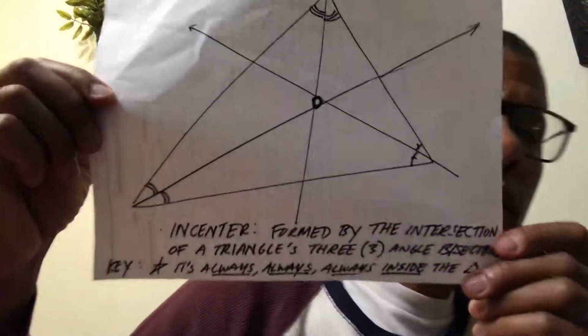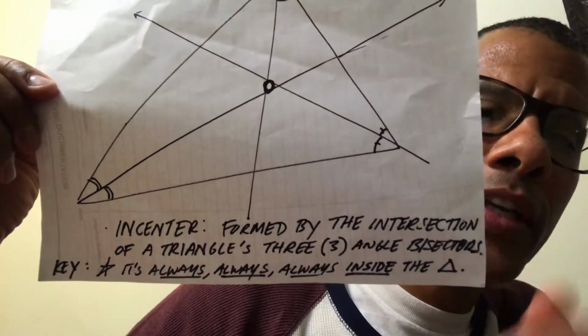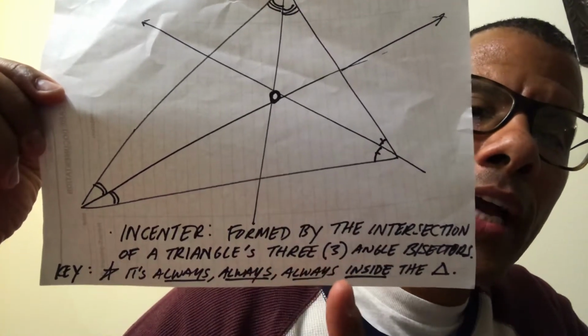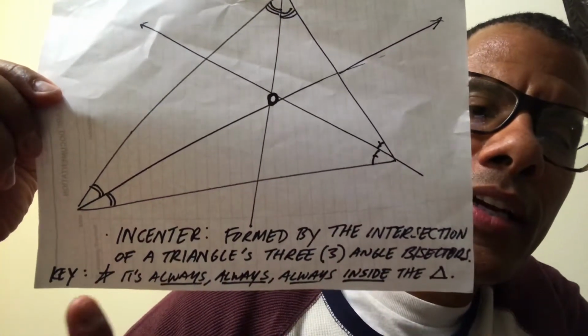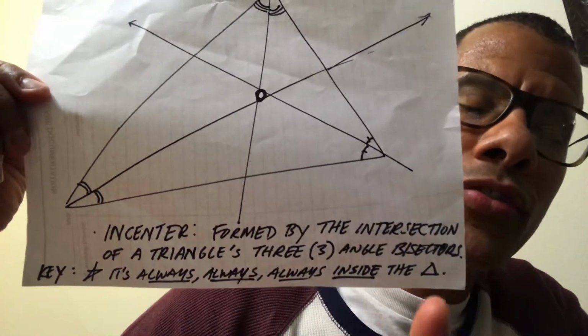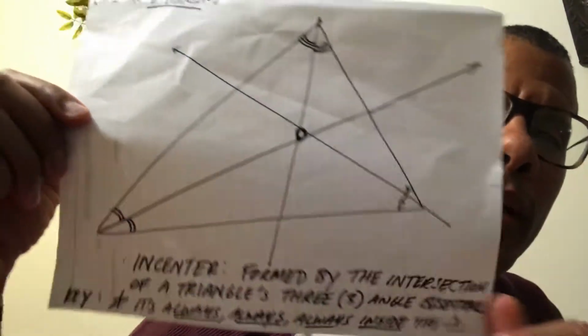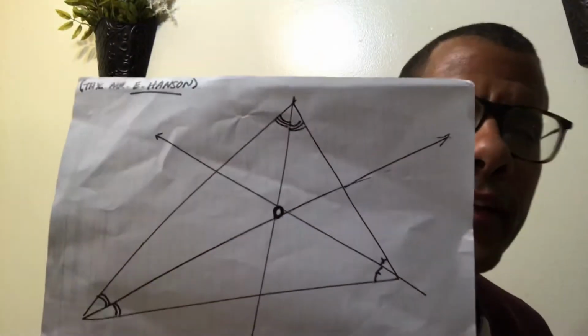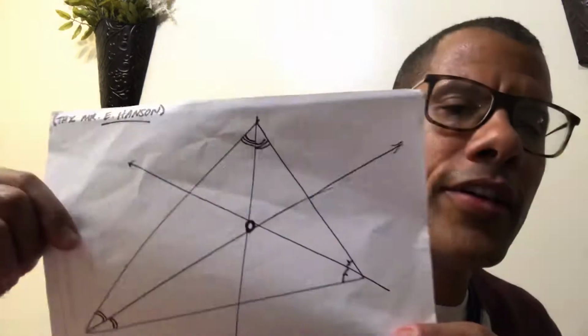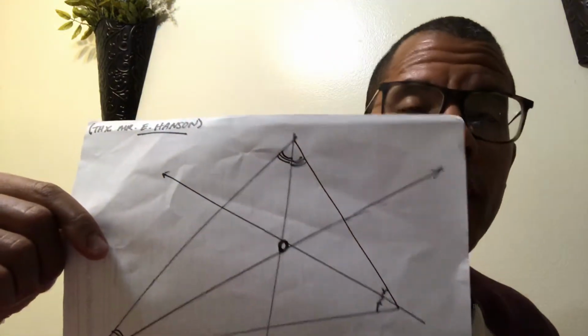So anyway, you can read this, and then you can pause the video. It says, formed by the intersection of a triangle's 3 angle bisectors. Key, it's always, always, always inside the triangle, and I use the symbol for triangle here. So you can try this on a piece of paper. Just freehand it and create the intersection. And I want to just give a shout out to Mr. Hansen there. And try this freehand. Try it with a protractor and get more accurate. And you can find the incenter of any triangle.